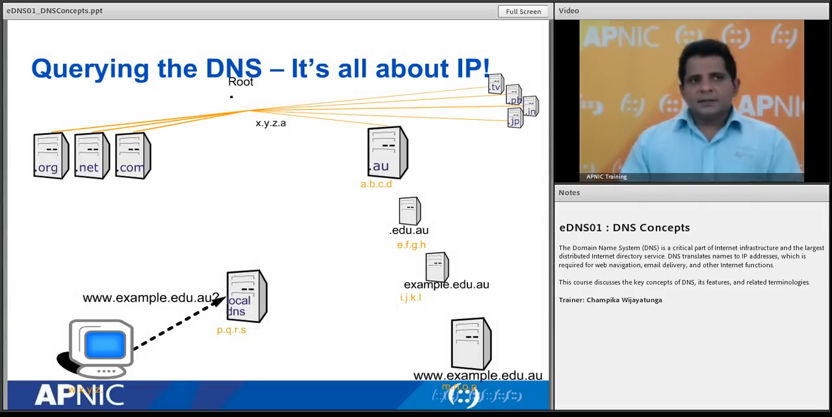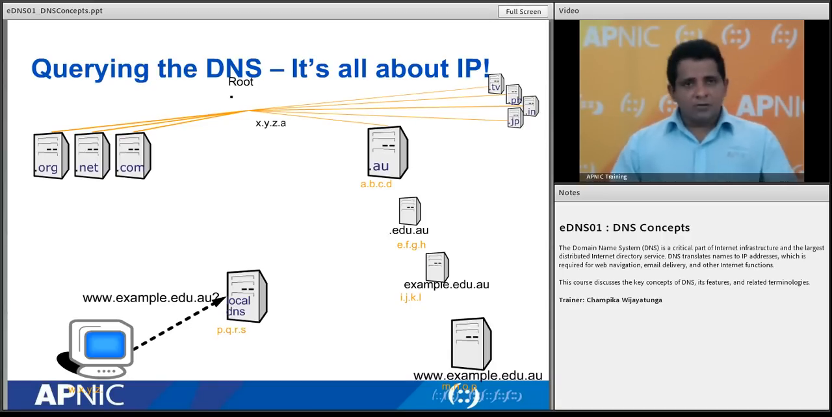And now our client is trying to find the IP address of www.example.edu.au, because that's the IP address of the web server that it wants to visit and download the web page. So this query goes to the local DNS. Let's say the IP address it's looking for is p.q.r.s in this example, right? That's an IPv4 address. In real life, this could be something like 203.1.176.something.something. Okay, so let's assume that it's p.q.r.s.